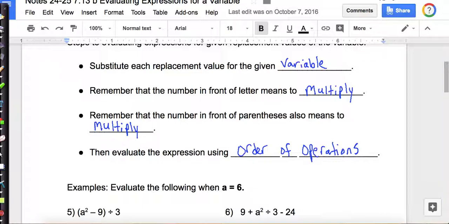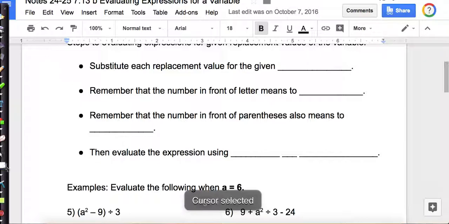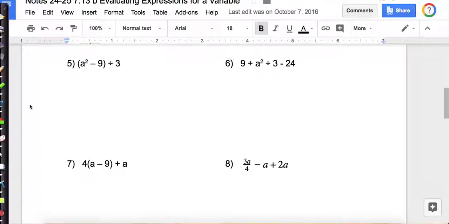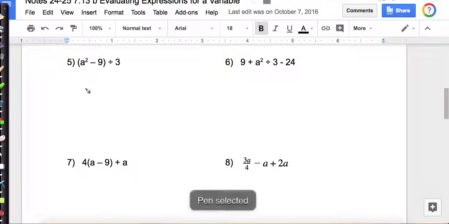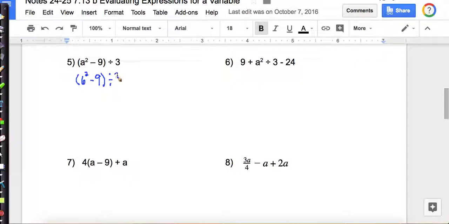Okay, now the examples below specifically say to evaluate the following when a equals 6. So when we do examples 5, 6, 7, and 8, we're going to take out the letter a and put the number 6. So let's see how we do here. So look at number 5. We're going to put parentheses 6 squared, because a equals 6, minus 9, close your parentheses, divided by 3.